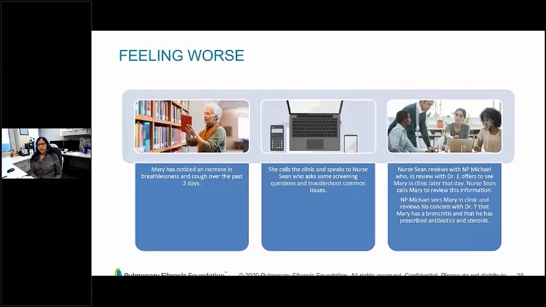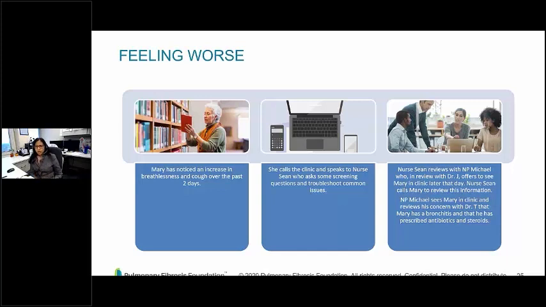Okay, and so this next scenario is when someone is feeling worse. Mary is a patient who has interstitial lung disease and has noticed an increase in breathlessness and cough over the past 2 days. As she was instructed during her first visit, the team wants to know if she's feeling any worse. So she calls the clinic and speaks to Nurse Sean. And so he asks her some screening questions and tries to troubleshoot common issues.